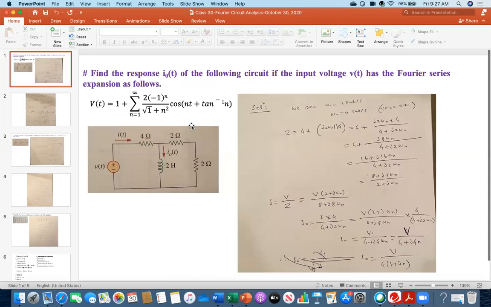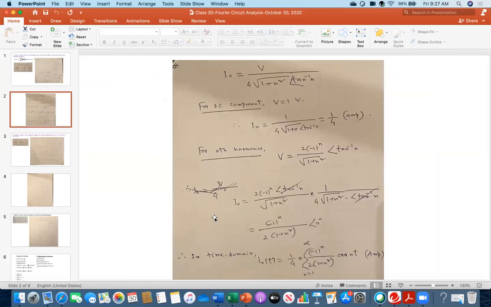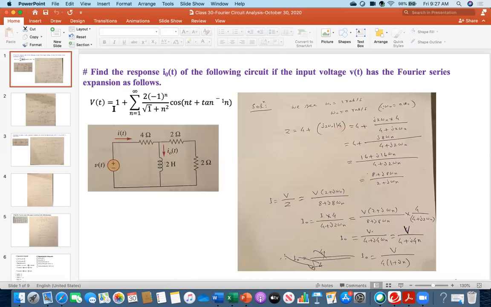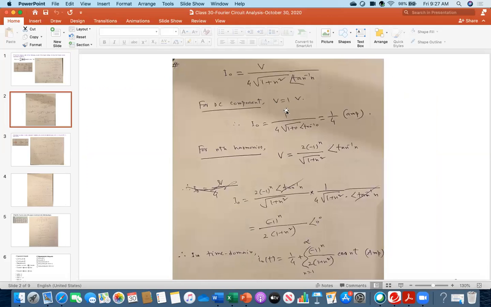The question was to find the response I naught of t. I got I naught in the phasor domain. Now you just convert it into the time domain. This is I naught with respect to the nth harmonics, due to this component. For the DC term we already calculated, and we got 1 over 4. Now you sum up this plus this one. Now I am writing in the time domain: I naught of t equals 1 over 4, plus this one.